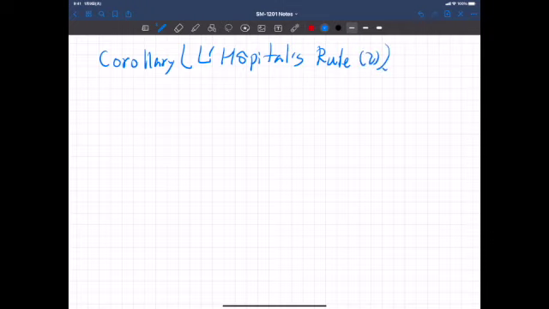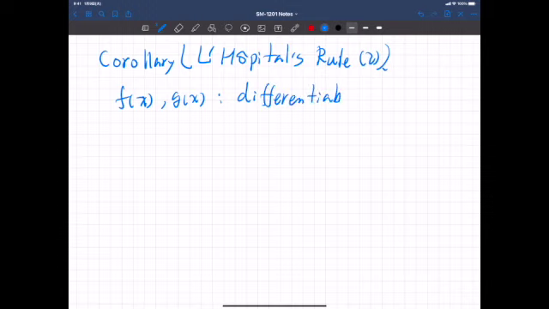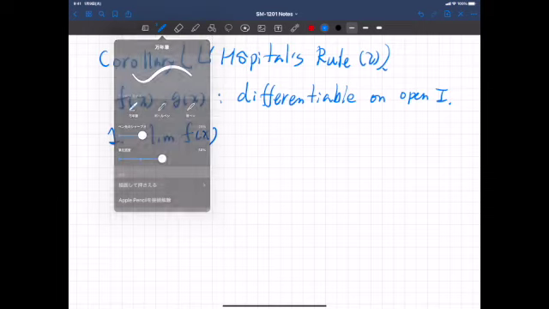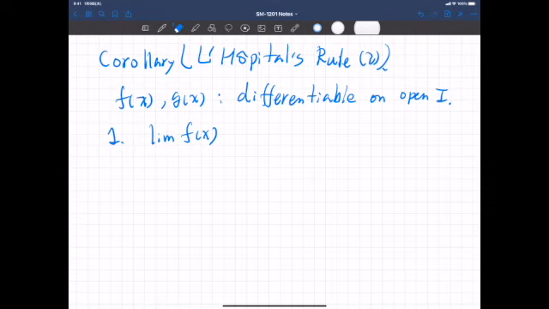Number 2. Again, f and g are differentiable functions on an open interval I. And we have the following conditions. By the way, this interval must contain the point a.